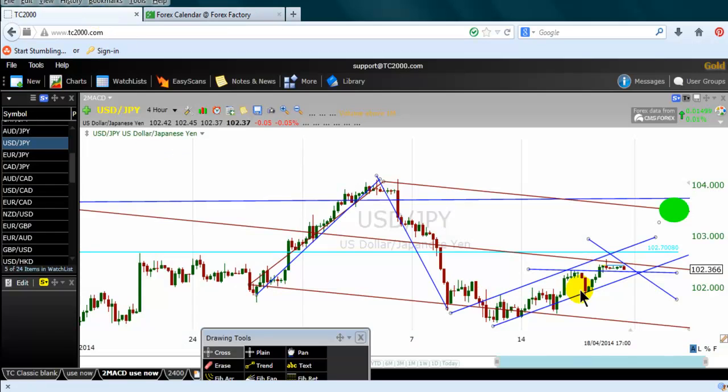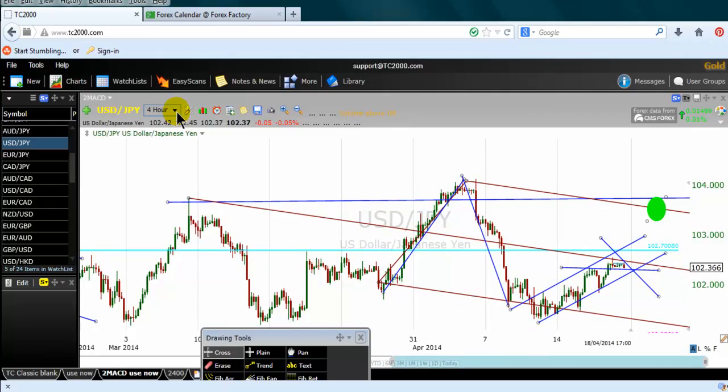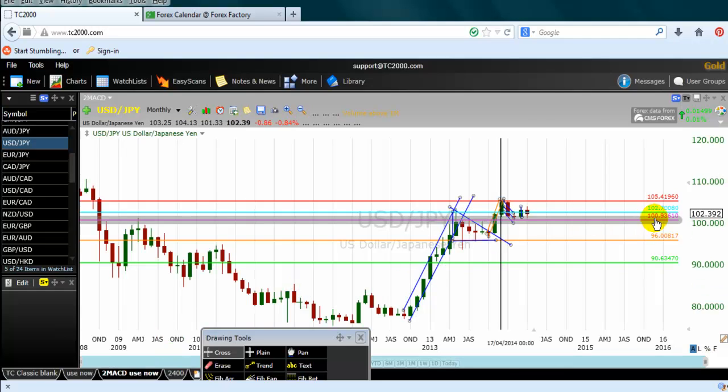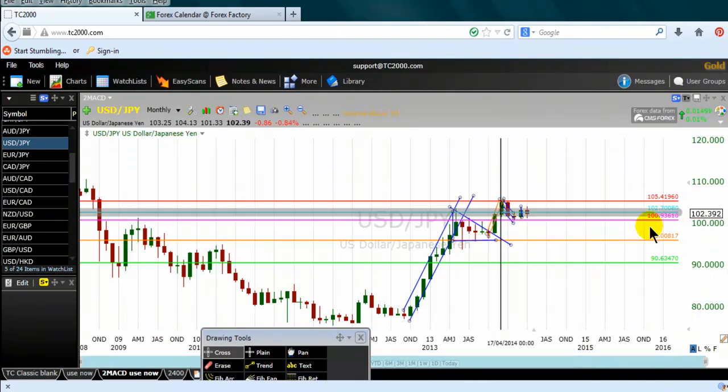Do not forget the short-term equilibrium price level is 102.70. The long-term equilibrium price level, if I switch back again to the monthly chart, is at 193. These levels are very important for us. We must constantly watch that level.